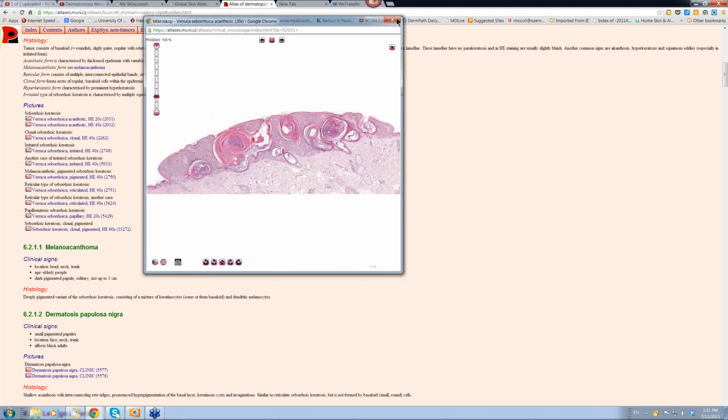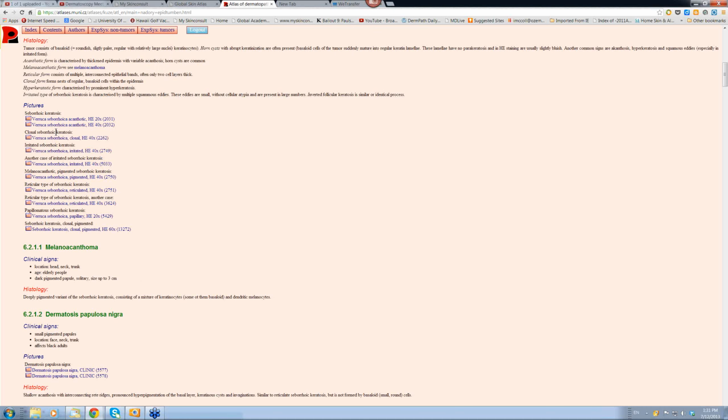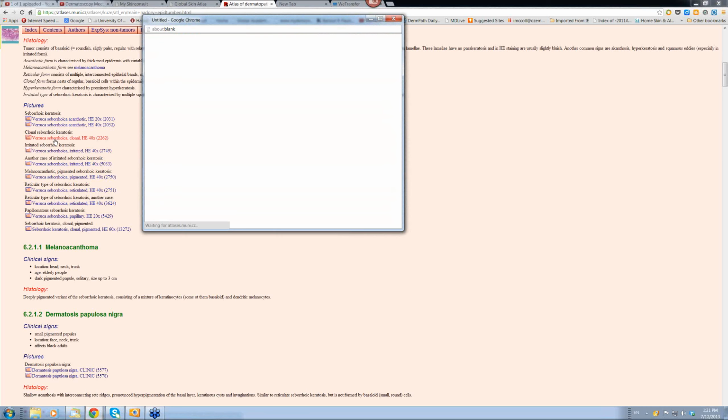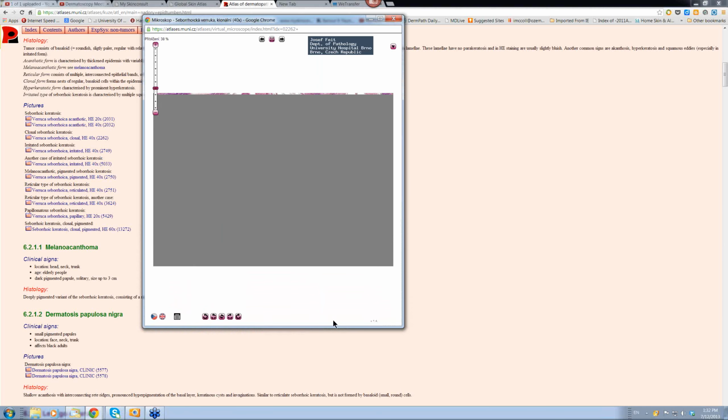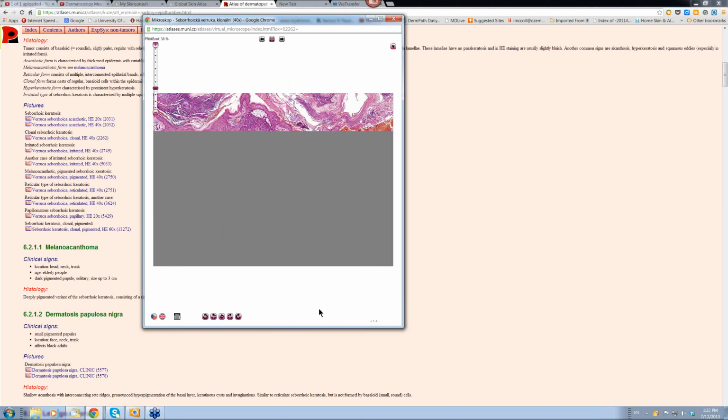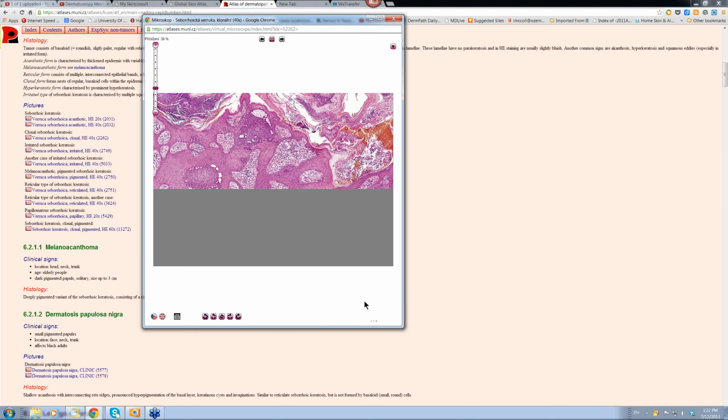Let's have a look at a couple of others. Here's a clonal seborrhoeic keratosis. You remember we talked about that Borst-Jadassohn phenomenon? Let's have a look at this one. It takes a little while to load sometimes depending on the size of the image itself. So bear with me while it reveals.